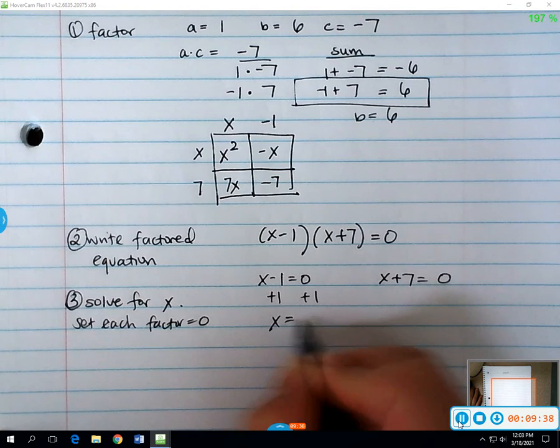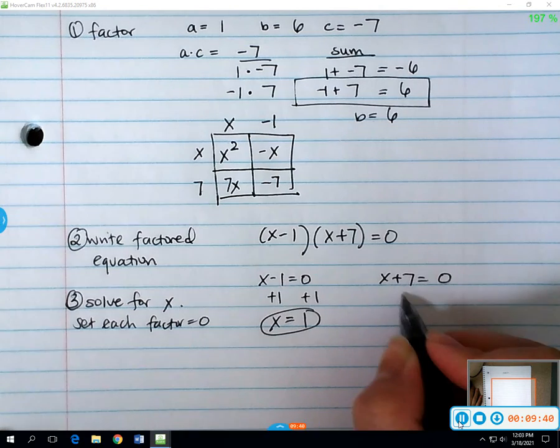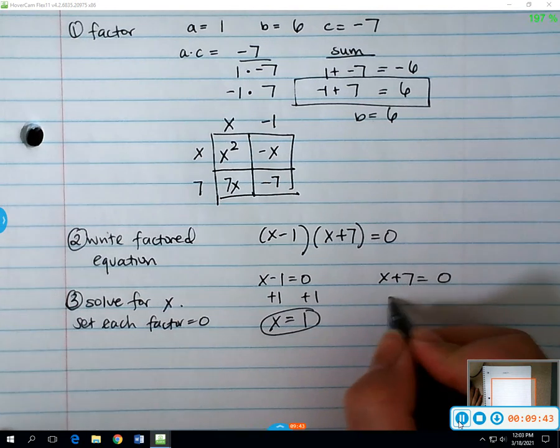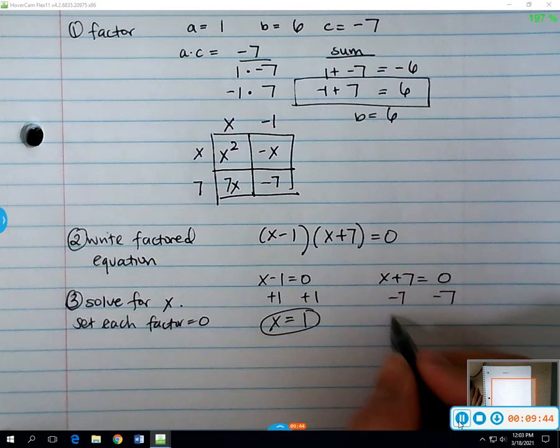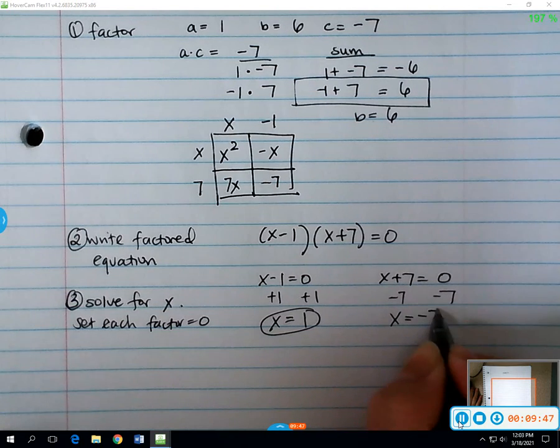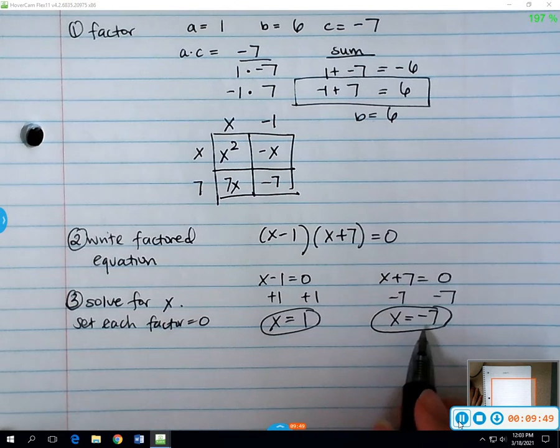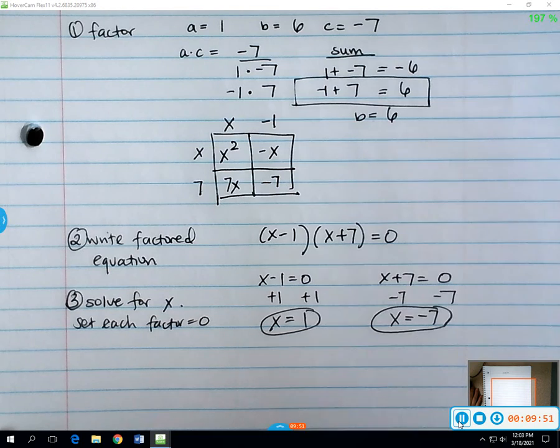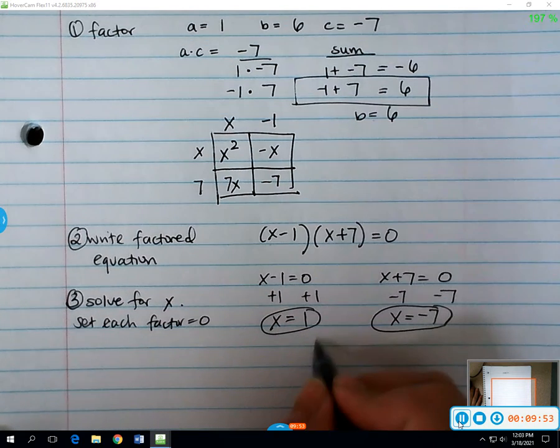Now just add on both sides. So x is going to be positive 1. And for this one, since we have plus 7, do the opposite. So we subtract 7 on both sides for this one, and x is going to equal negative 7. And these would be our solutions.